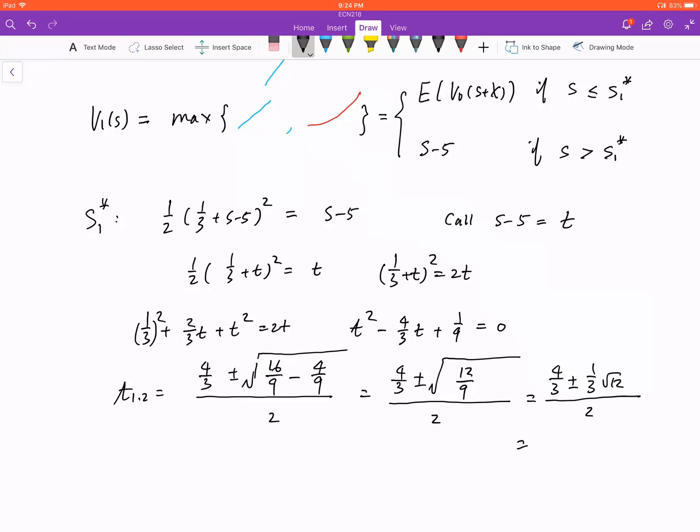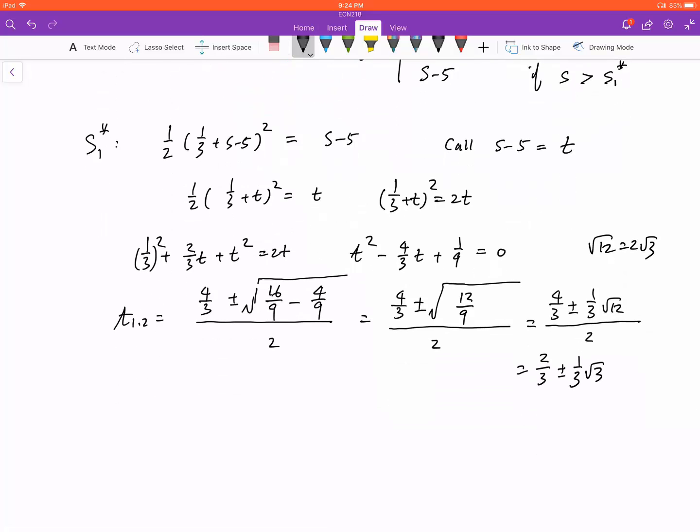We can actually simplify further. This is going to be 2/3 because divided by 2. And this one over here is plus minus 1/3. Remember, root 12 is going to be 2√3. So we cancel 2, and then we have root 3 over here. So this is the one we have. Or we can say t1,2 is equal to 1/3 of 2 minus or plus root 3. That would be our candidate for S1.